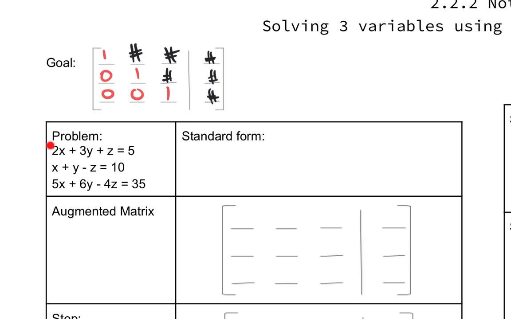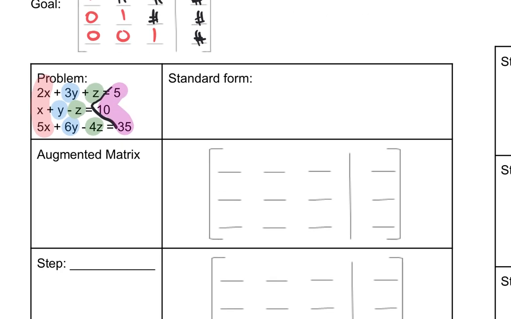So first, we're going to check for standard form. We check for standard form by focusing on the x's first, then the y's, then the z's. Make sure we have an equal sign, and at the very end, we have the constants. So we do have standard form. This question is done. We're good to go.